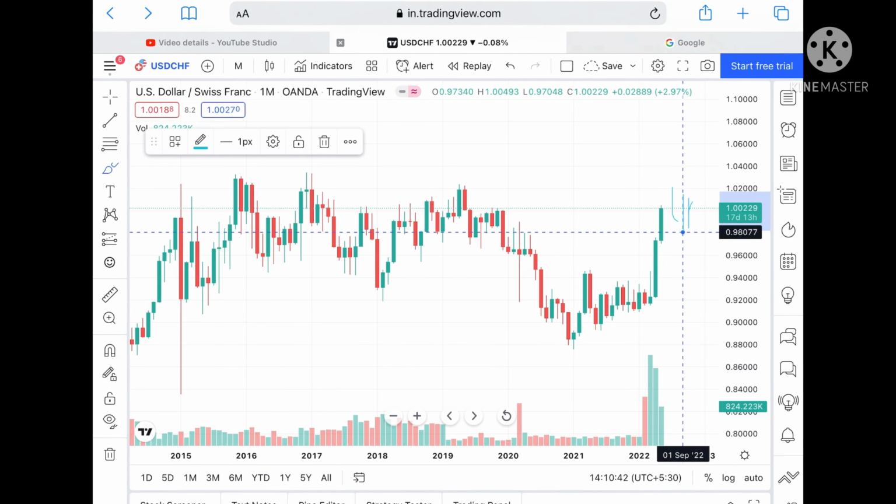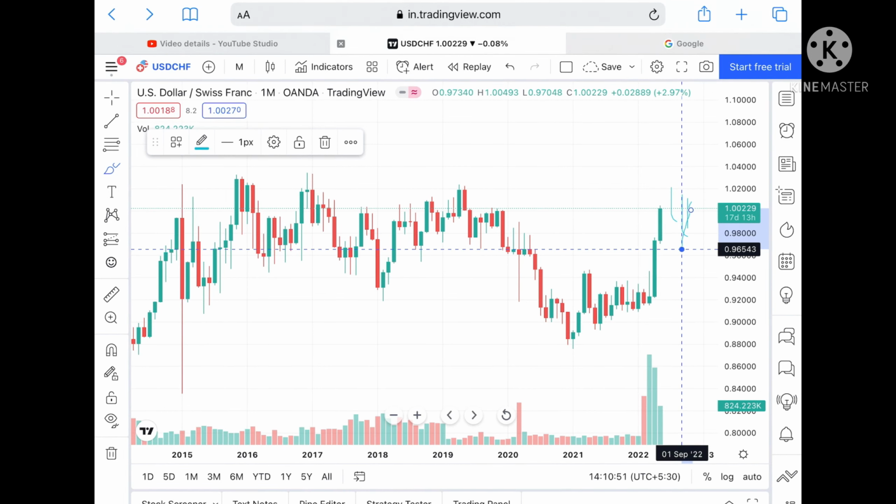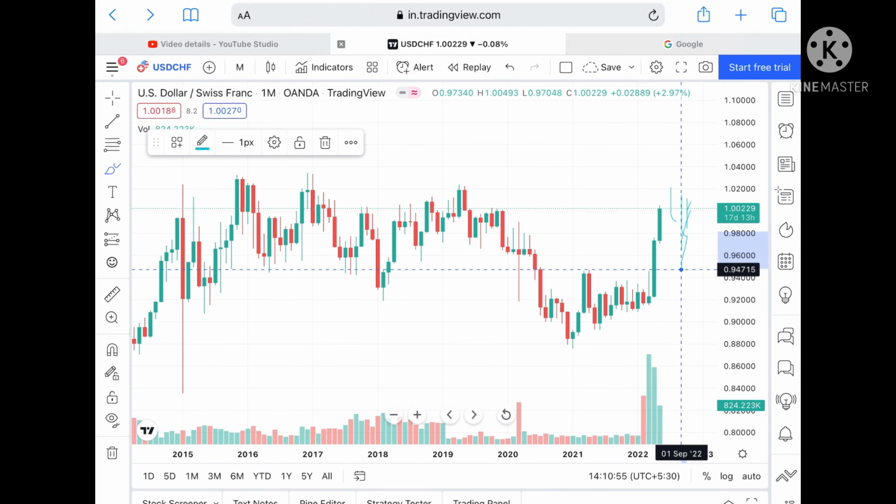Suppose the price goes below this level, then we can see a level of 0.98018, and from there a level of 0.97723. Suppose the price didn't sustain that level also, then we can see a level of 0.96543, and then we can see a strong support at around 0.94715.